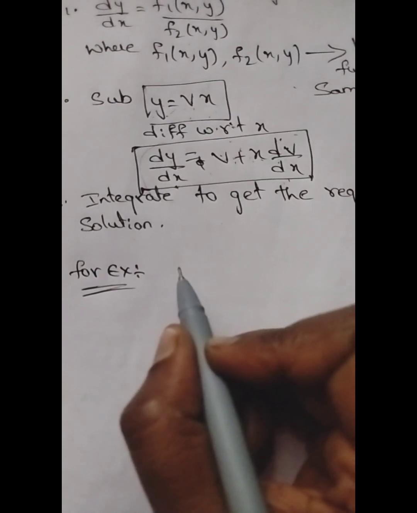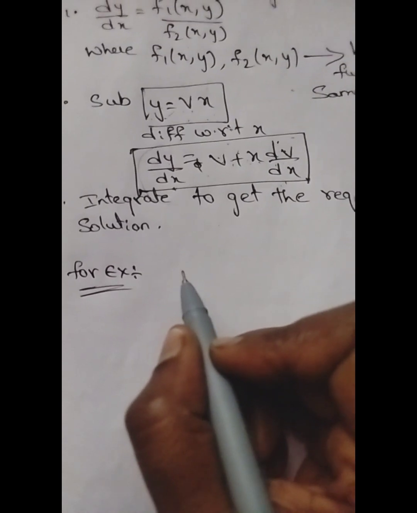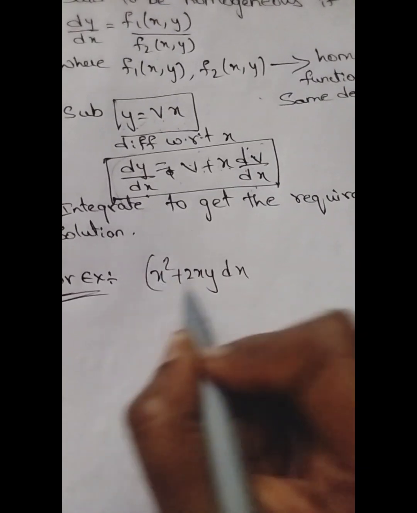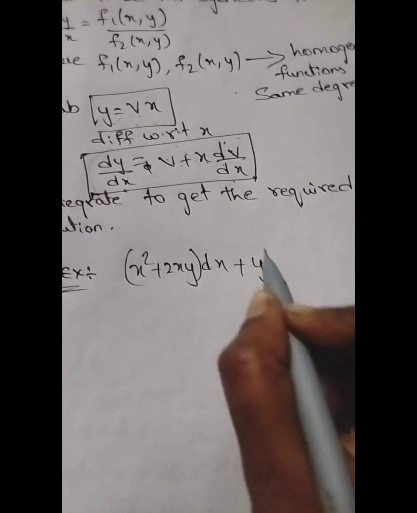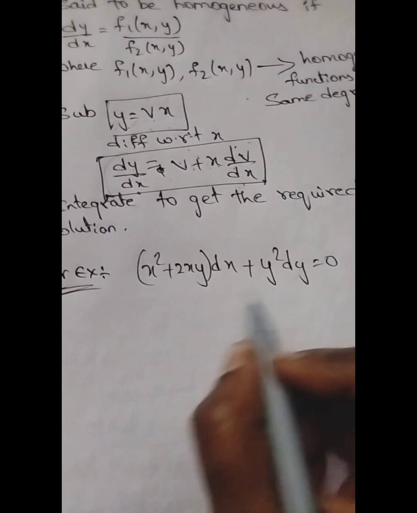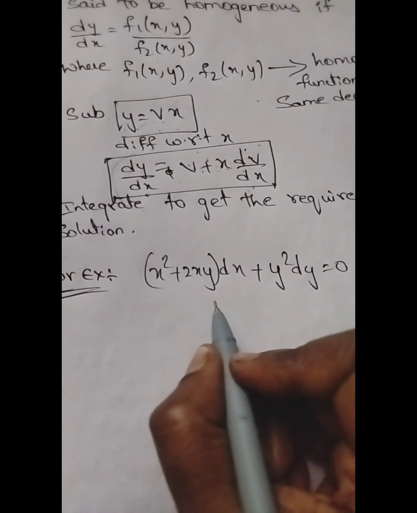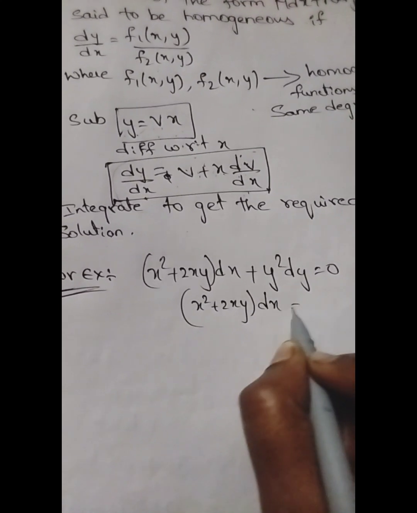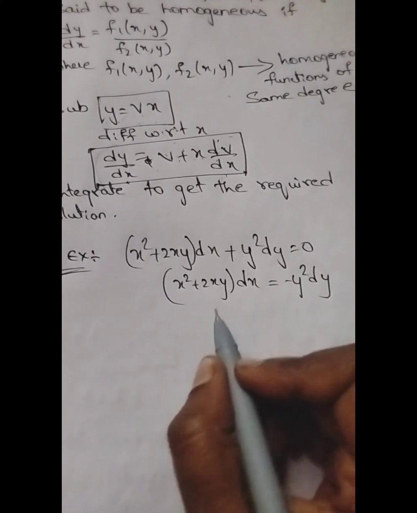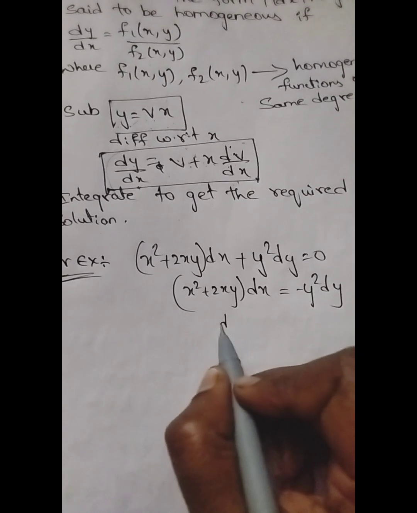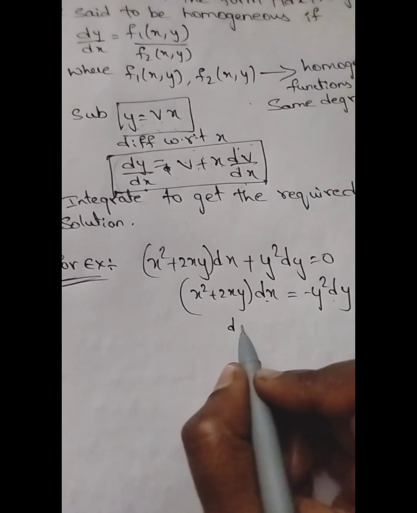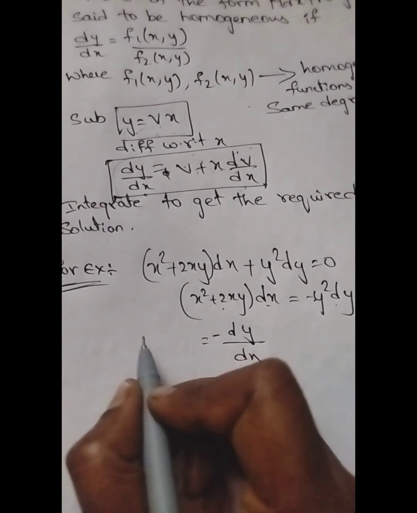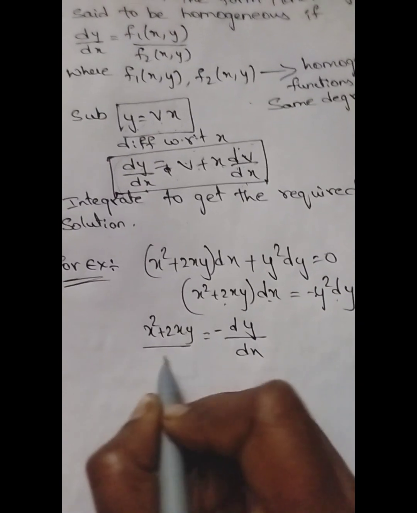For example, if you have a differential equation of the form x square plus 2xy into dx plus y square dy equal to 0, then you have to convert it into the form of dy by dx. So we get x square plus 2xy into dx equal to minus y square dy. Now dy by dx equal to, sending dx to the right hand side and taking y square to the left hand side, x square plus 2xy by y square.